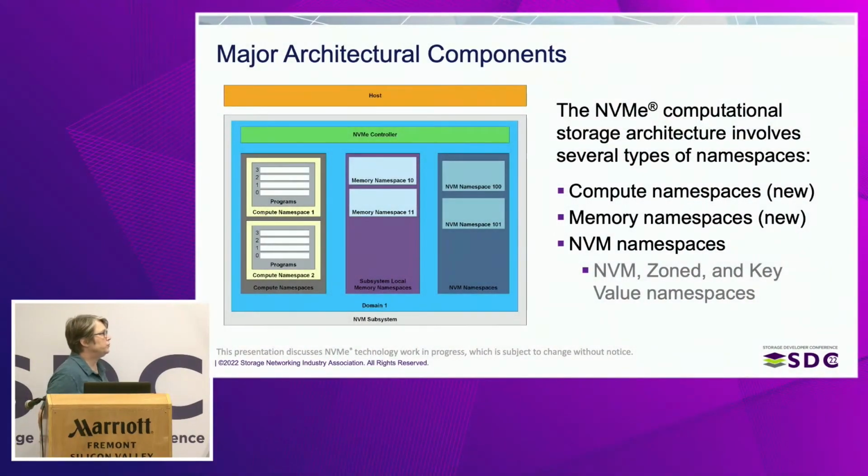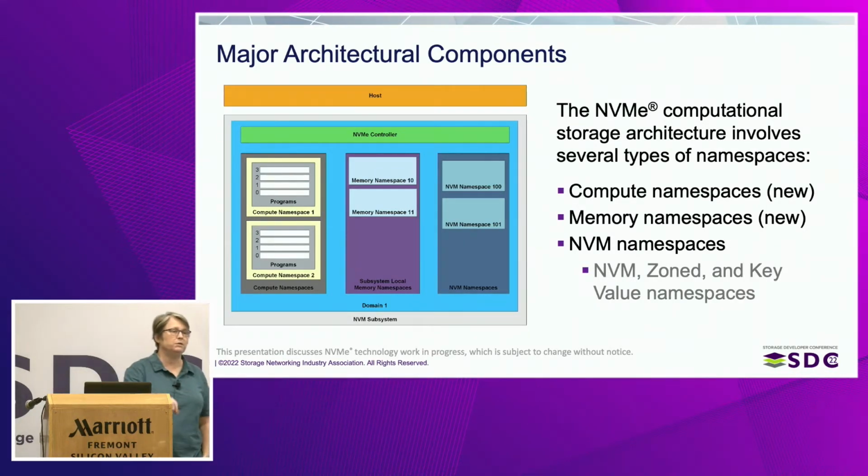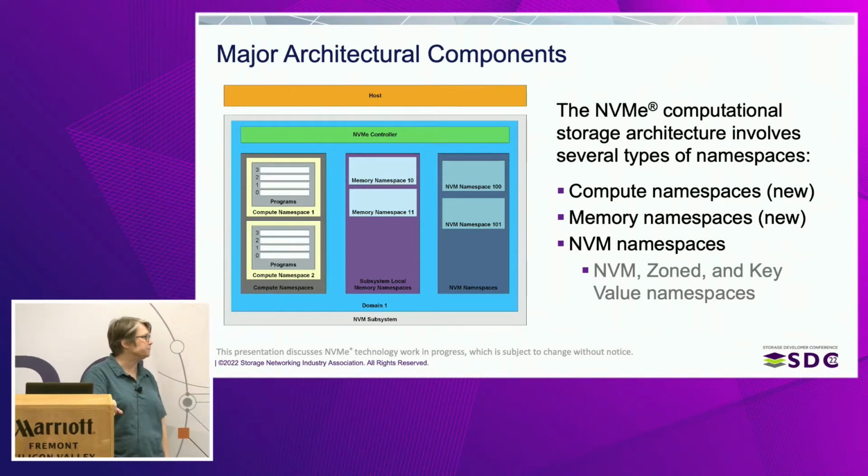So let's move to the major architectural components for NVMe Computational Storage. There's a picture here with a number of blocks in it. What we have at the top in the orange is the host, and then everything below that is in an NVM subsystem. This is just an example. It has a single controller and a certain number of namespaces, but this is just meant as an illustrative example. There are no limitations implied by this picture.